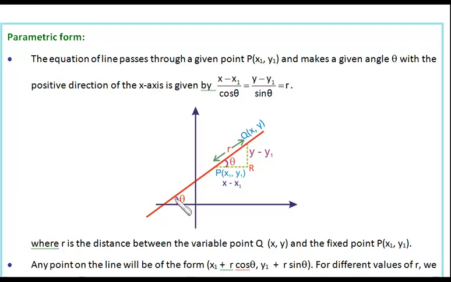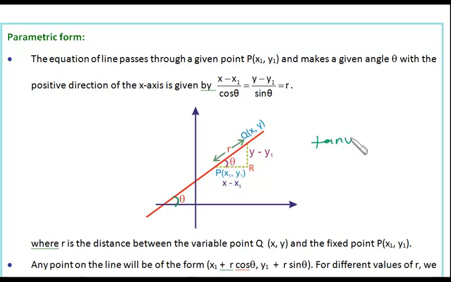Now this is the line we are talking about. The line is passing through the point P, that is (x1, y1), and Q is any point on the line, that is (x, y). This is the angle that this line makes with the x-axis. This angle is theta, and this line is parallel to this line, so this angle will also be theta. We have discussed this so many times.